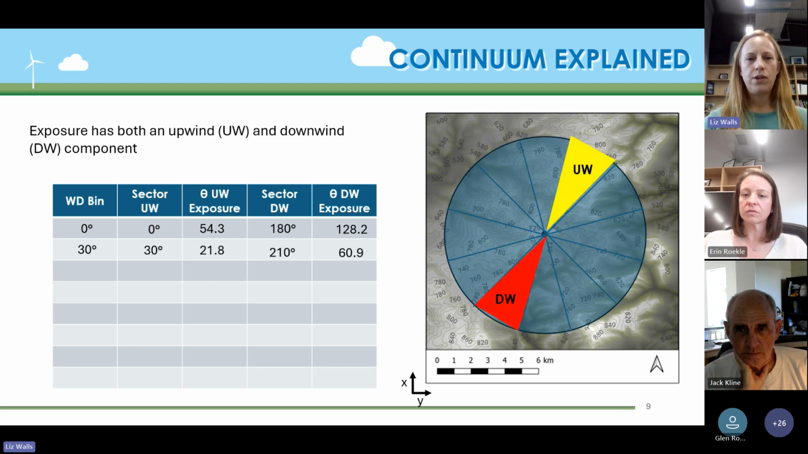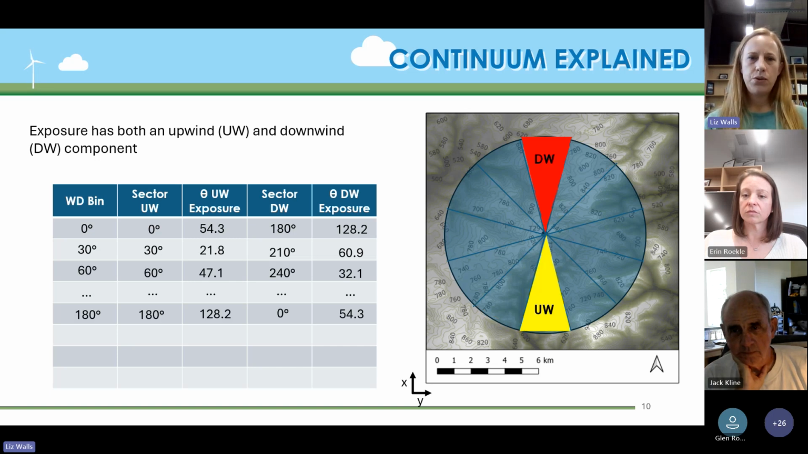So we can move all along the wind rows and continue the example. When considering the wind from the north-northeast, the 30-degree wind direction bin, the upwind sector is that 30-degree bin, in this example with an exposure of approximately 22 meters. Meanwhile, the downwind sector is offset by 180, just on the other side of the wind rows, and the downwind exposure in that sector is 60.9.